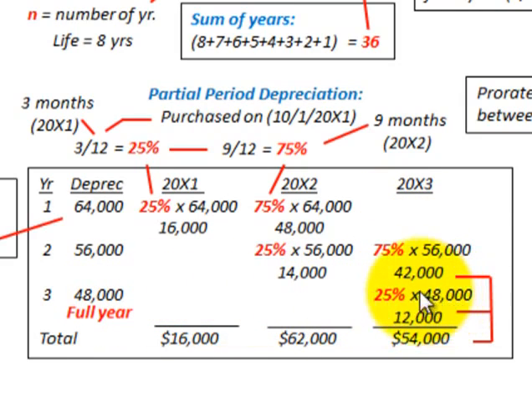25% of it here would go for 20x3. 25% times the 48,000 gives us $12,000. Now we would continue on this pattern all through 20x4, 20x5, and until we get through all 8 years of depreciation. So just looking here on how we would determine our depreciation amounts, well, it's pretty self-evident.